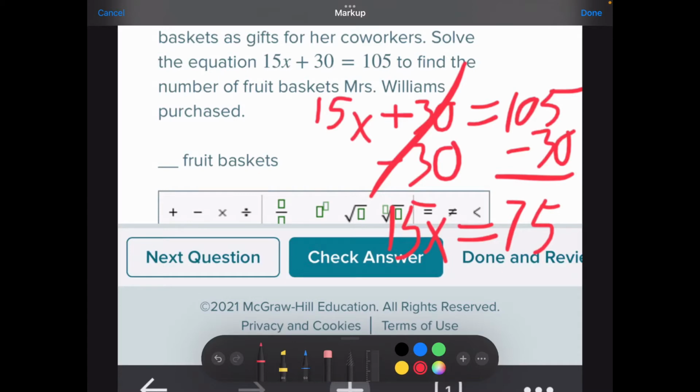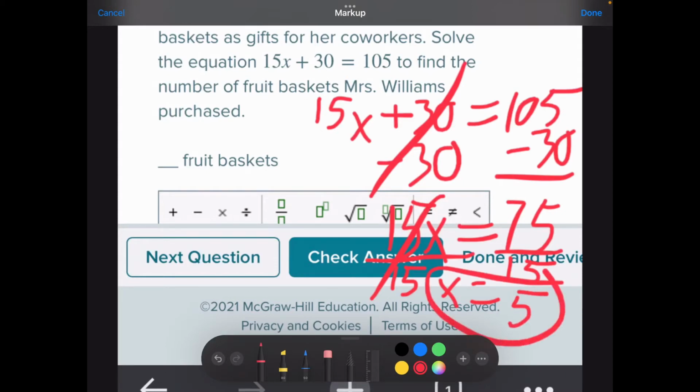15x is connected through multiplication. We have to do the opposite, which is division. So we're going to divide by the 15 right there. And since I did that to one side, I did it to the other side too. So those cross out. I'm left with just x equals 75 divided by 15. I know that one. It's 5.